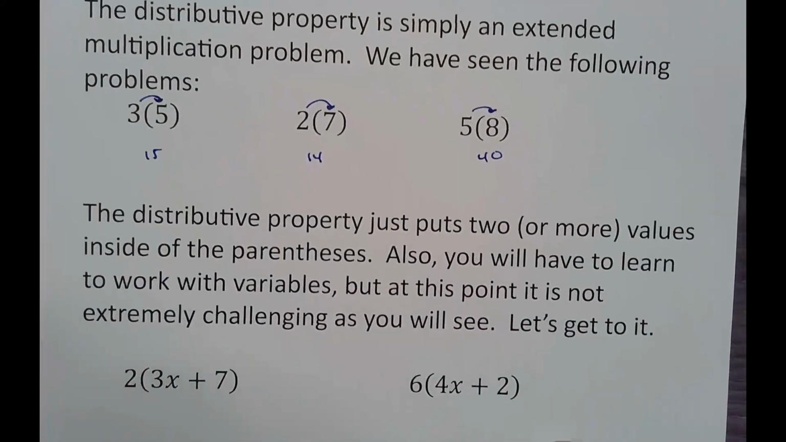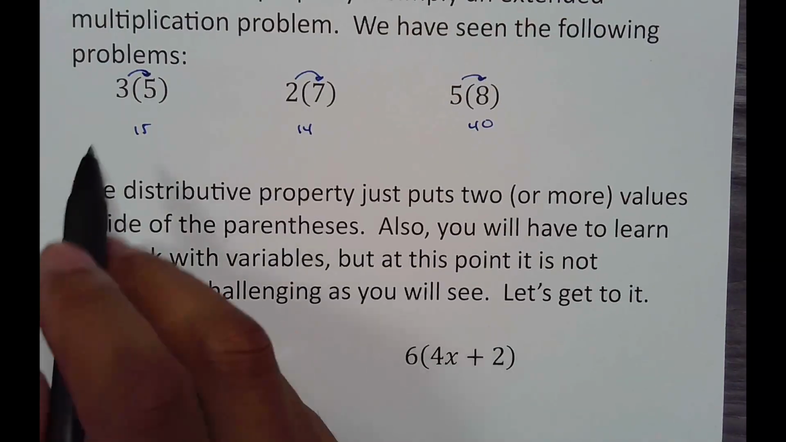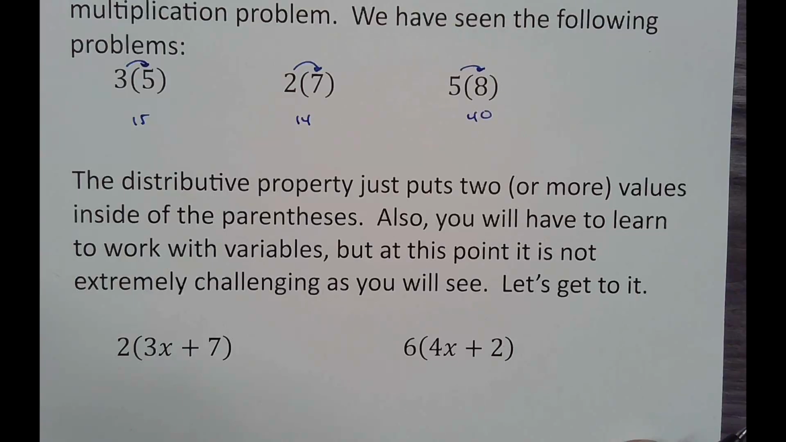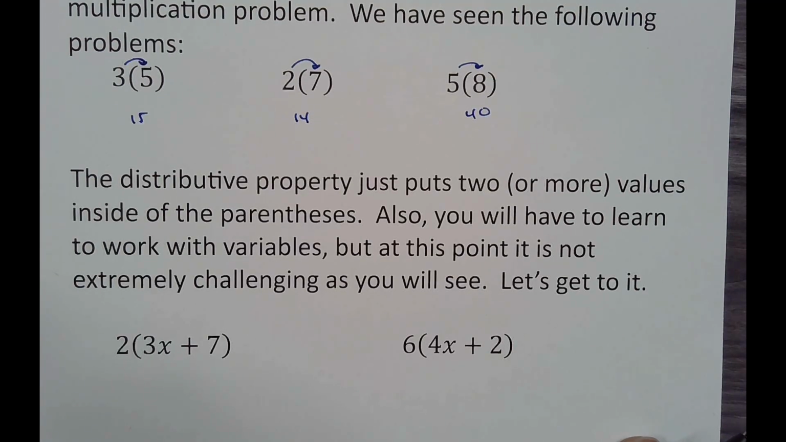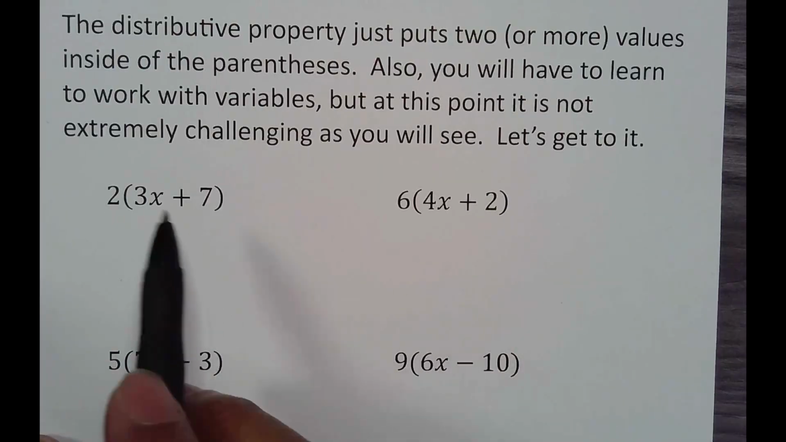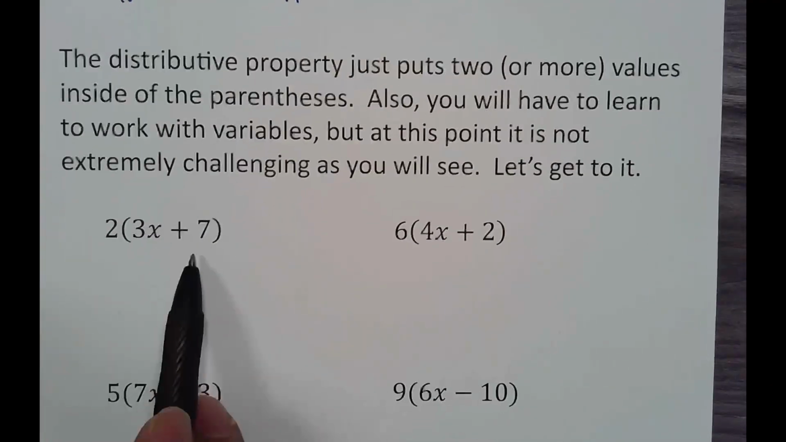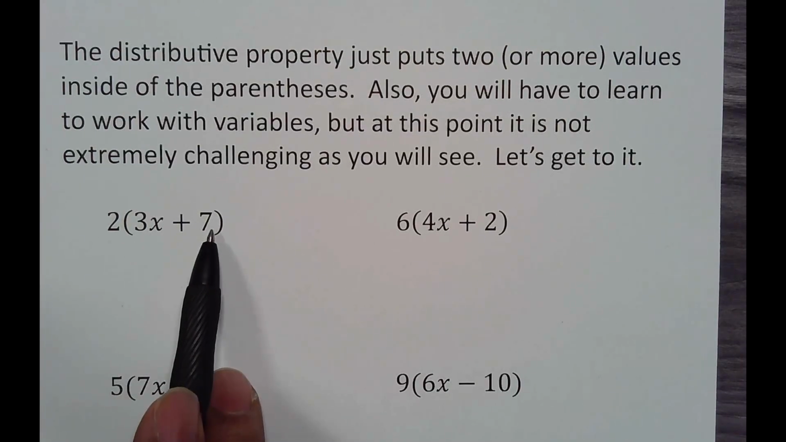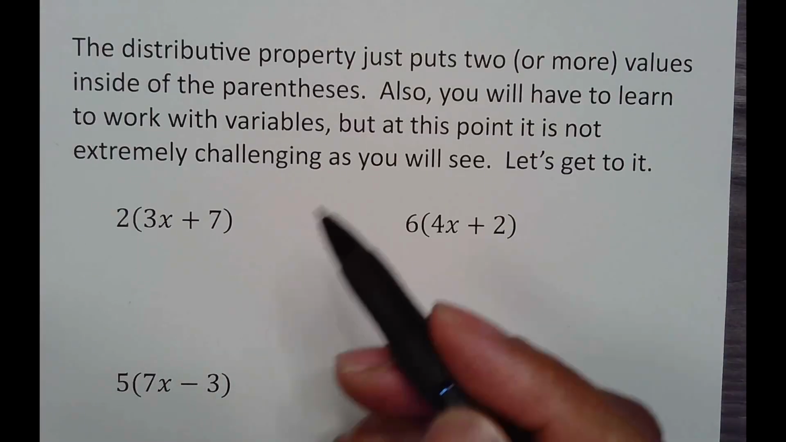The distributive property itself just puts 2 or more values inside the parentheses now, and you just have to pretty much learn to work with variables, but at this point it's not extremely challenging, as you'll see. Let's just go ahead and get to it. So again, if this was just 3 parentheses 5, then there would be a number on the outside and one number on the inside, but now we've got 2 values on the inside, an x and a non-x value. But you still do the same thing.